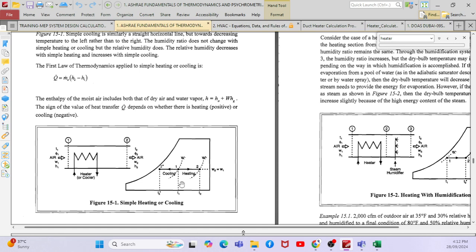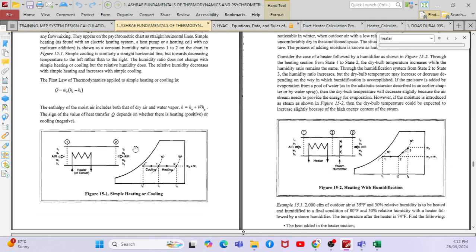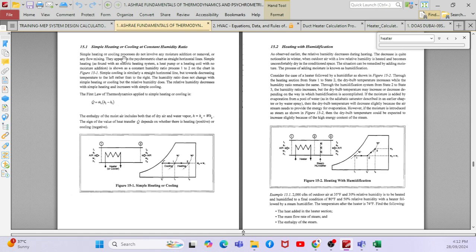Now you can see the cooling and the heating. If you see the psychrometric chart, when you reduce the temperature, it is called cooling. When you increase the temperature, it is called heating. Basically, it is a sensible load. This is what you can see in this ASHRAE chart. The formula is basically Q equal to m dot times H2 minus H1, so this is for simple heating or cooling.